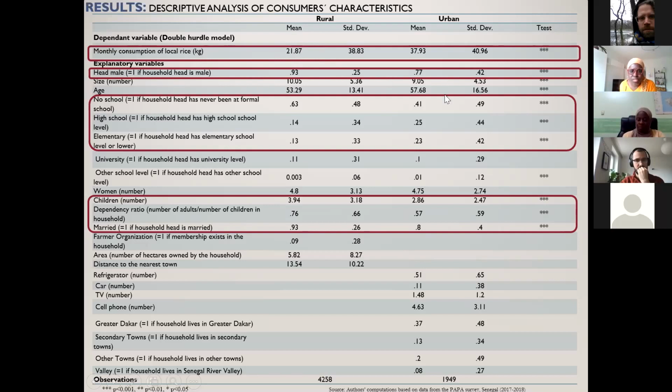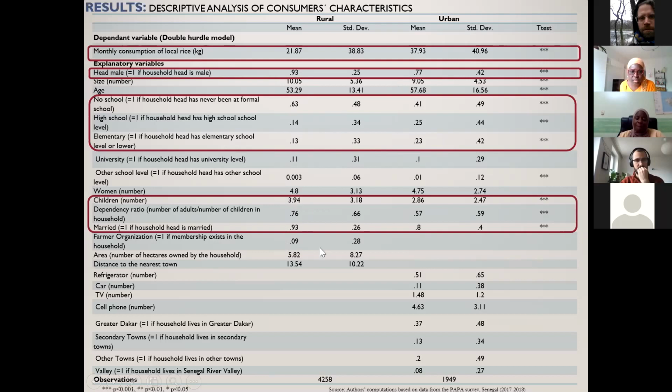So we also have other differences between the two samples that are related to socio-demographic characteristics, and these are usually seen in West Africa, in African countries. So here, for instance, we have more male-headed rural households compared to urban households. Urban household heads are more educated in terms of formal education, and they have higher levels of education compared to their rural counterparts.